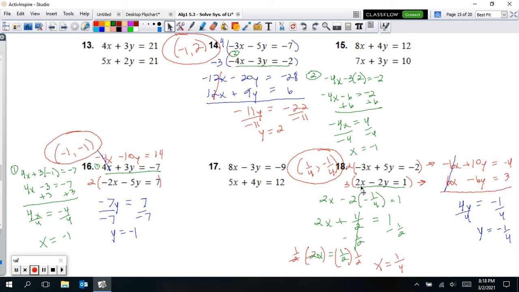Plug negative 1/4 back into one of these two. I just chose the bottom one here. And multiplying 2 times 1/4 gives me 2/4, which is 1/2. And it's negative times negative, so it's positive 1/2. Subtract that 1/2 from both sides. 1 minus a half is a half. So now you have 2x is equal to a half. Multiply by the reciprocal of 2. The reciprocal of 2 is 1/2. Remember, reciprocal is just the number flipped upside down. If I put 2 over 1 and flip it, that's 1/2. That's how you should do it when you have a fraction in your equation.